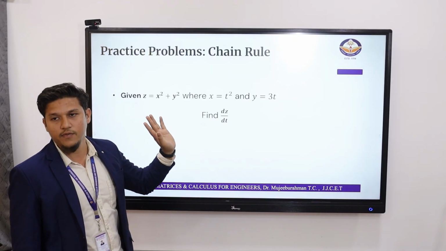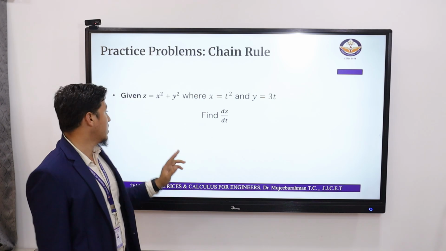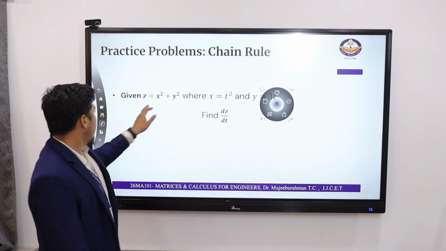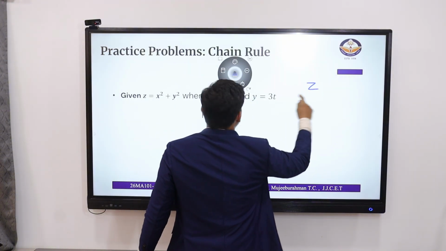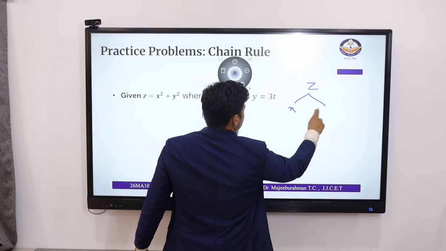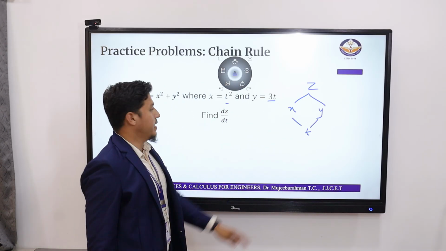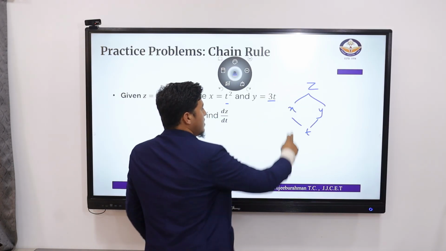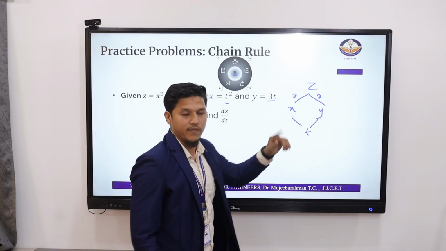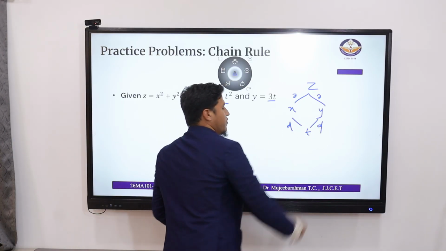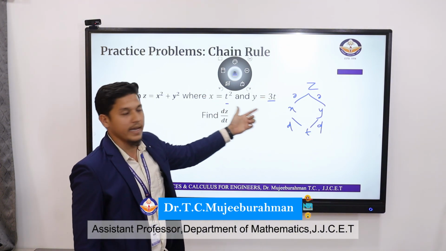This is our final example for the session. Just listen carefully and we'll completely understand how the chain rule works. Given z is equal to x square plus y square, we can use a map. Z is a function of x and y, but x and y are functions of what? T. So z is dependent on x and y, which means we are going to use partial differentiation here, and x and y are dependent on only one variable, which means we are going to use ordinary differentiation there. That is the only understanding you have to get when you look at the functions.